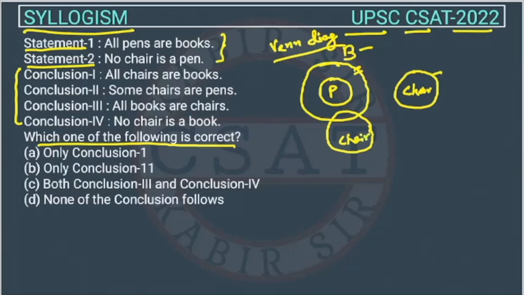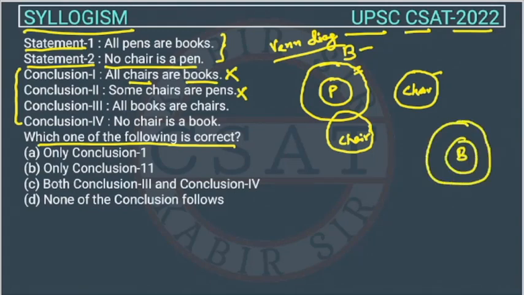Now we will see which conclusion we can draw. All chairs are books. We don't know the relationship between books and chairs, so this conclusion we cannot draw. Some chairs are pens. But they have given in the statement that no chair is a pen, so this conclusion is also wrong. All books are chairs. It means all the books are chairs, like this. This is also not possible, otherwise all pens will also become chairs.